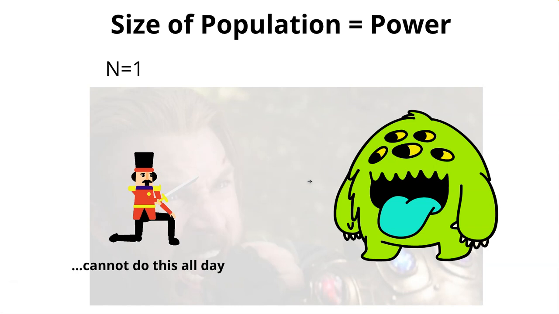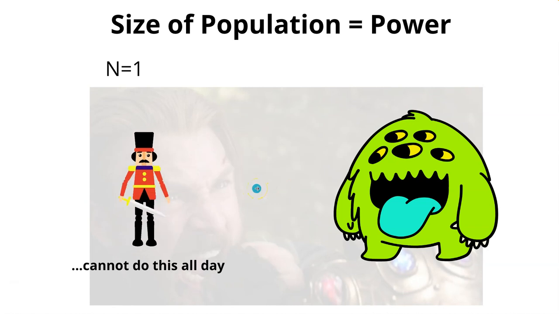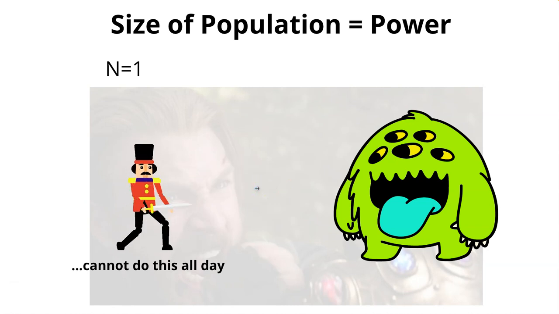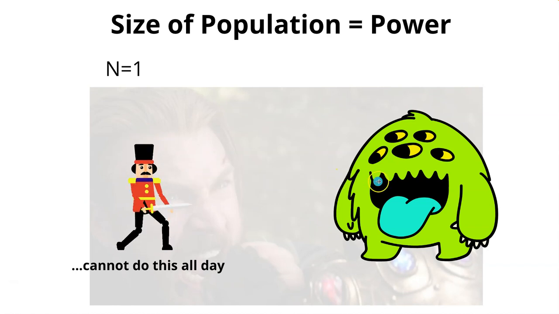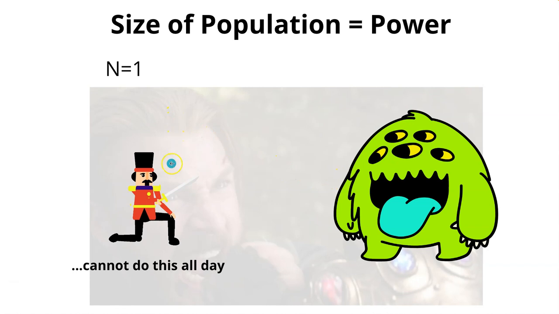So I think you all watched the Avengers movie, one Marvel movie, where Captain America was fighting Thanos and saying that he could do this all day. But he was only one. So having only a very tiny number of military or troops, if they encounter the opponents or the enemy, having a very small number means a very small size of power.